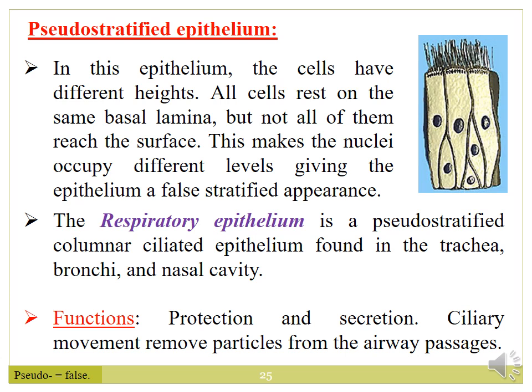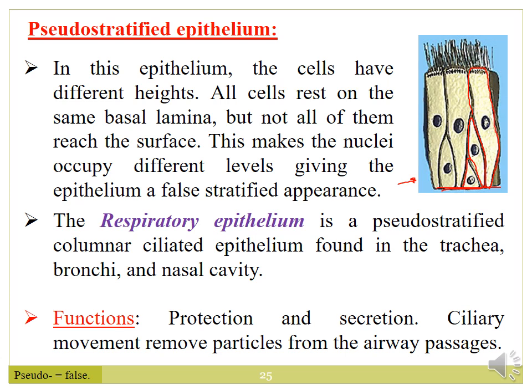So this is the epithelium. Notice this is the basement membrane or the basal lamina. I have this type of cell here, a short cell. I have this type of cell, intermediately long. And I have this type of cell which is very high, reaching the surface. Notice that the three types of cells, all of them are resting on the basement membrane or the basal lamina, but only the tall one is reaching the surface. The other two, the short and the intermediate one, do not reach the surface.